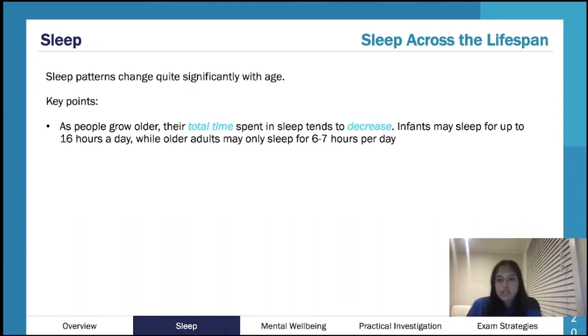In terms of sleep across the lifespan, this is also an important thing for you to be aware of. You basically have to know what sleep looks like as an infant, as a child, an adolescent, an adult, and then as an elderly person. And you can be expected to get questions asking, is a 64-year-old, is a 24-year-old, what would the difference be in their sleep cycle? Like how much sleep would they get? Would their NREM be different?